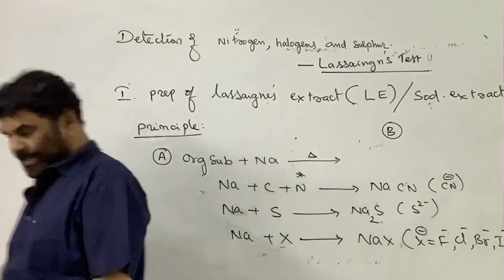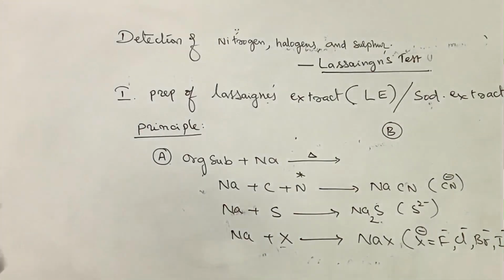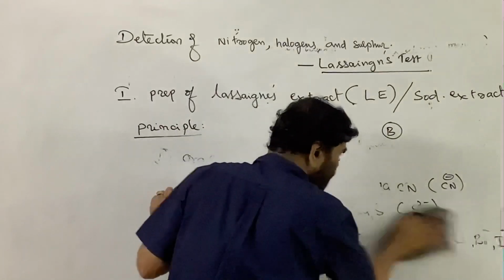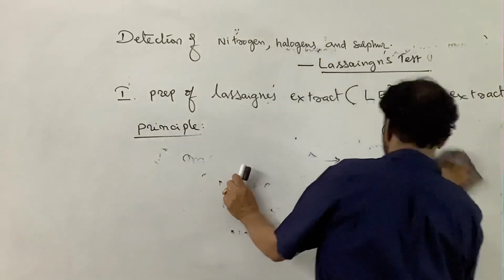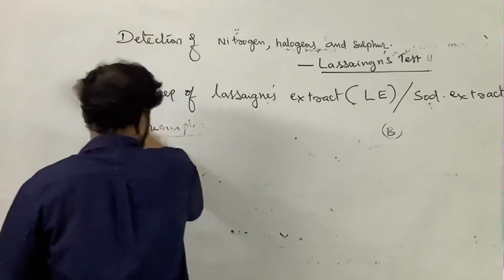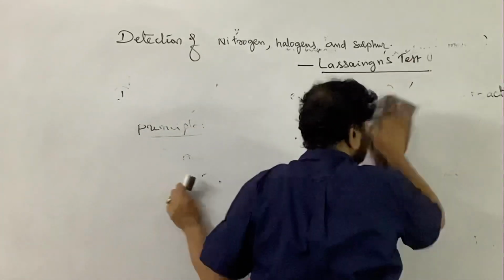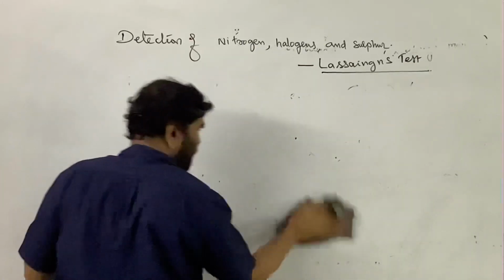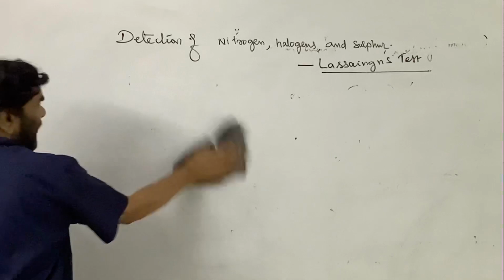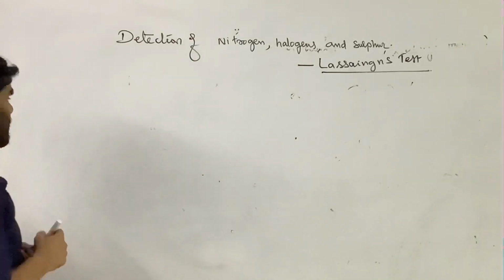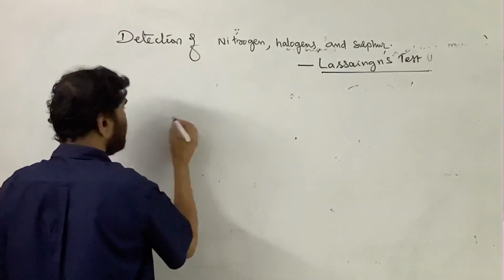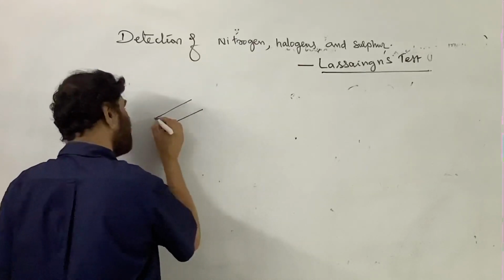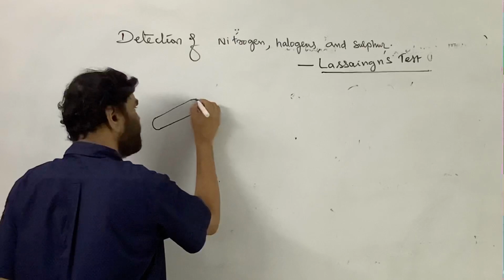Let me show how to detect that. This is the procedure. How to prepare it, I have not shown yet; I only told the principle. Next, what we have to do is this: this is the fusion tube. A fusion tube is nothing but a glass tube.